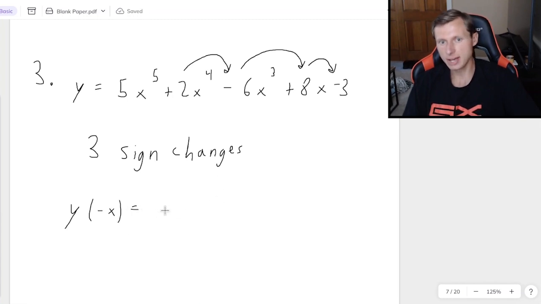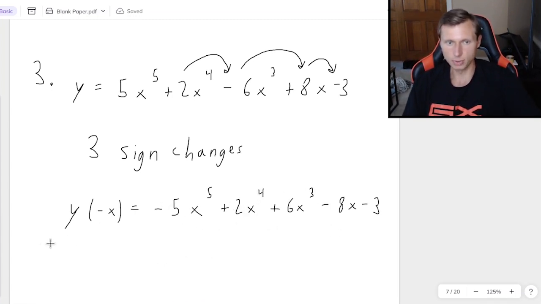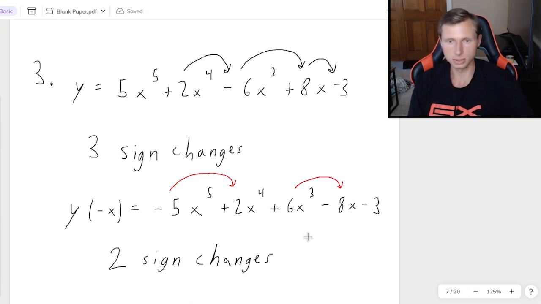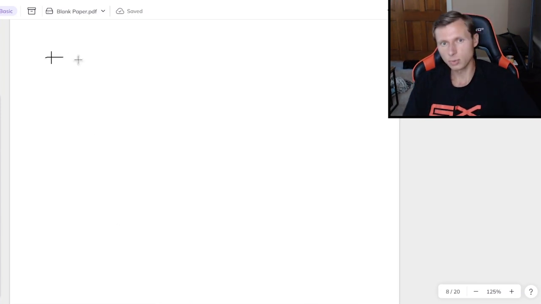Then for the negative x, all my odd degrees flip sign, and even degrees stay the same. And we will get this if you do it right. And how many sign changes does this have? Looks like I've got 1 there, stays positive, then goes to negative, and then stays negative. So only 2 sign changes for my negative real solutions. And so now we're ready for our sign chart.